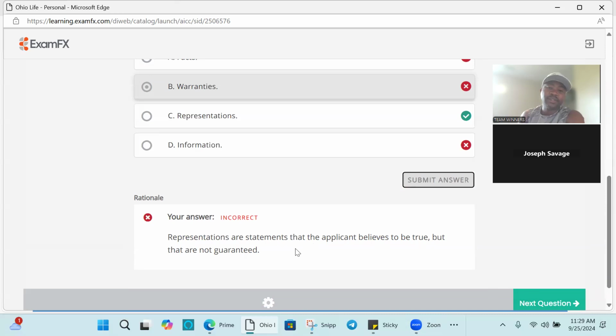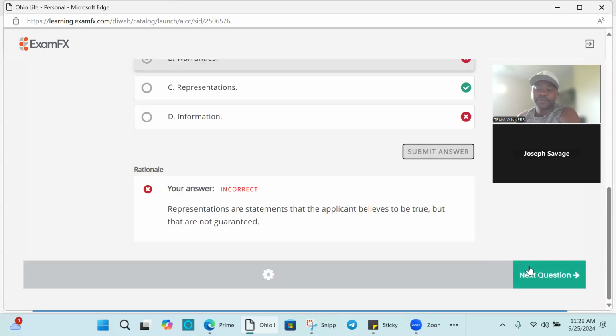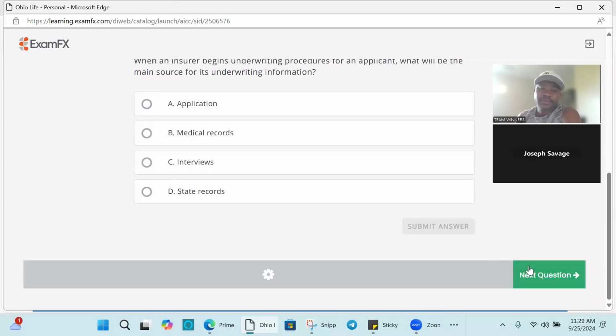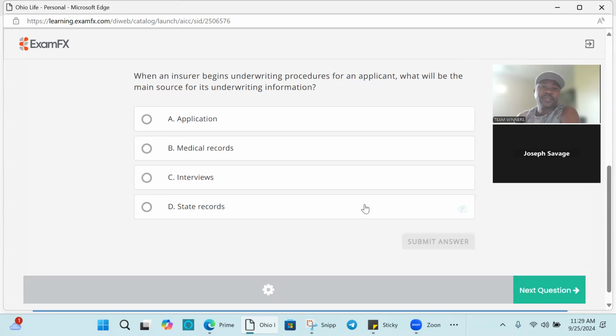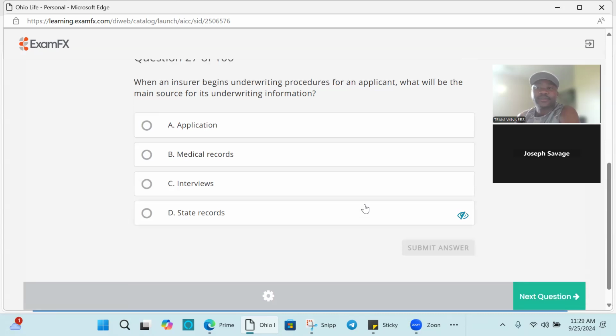Mr. and Mrs. Client, do you have a heart condition? No. Okay, that's a representation. Mr. and Mrs. Client, do you smoke? No. Well, that's a warranty question, because if they do smoke, that changes the life insurance policy.